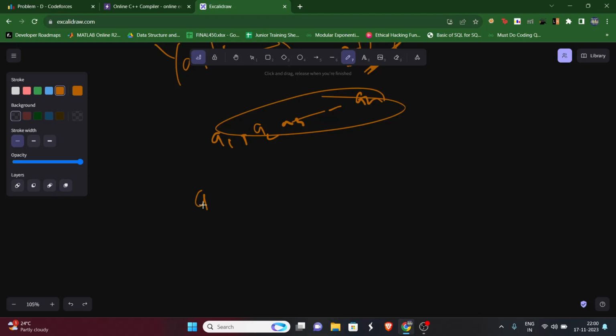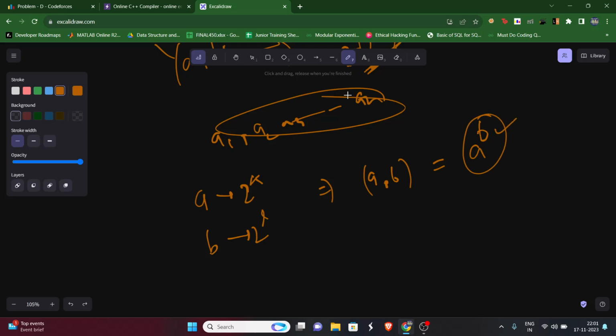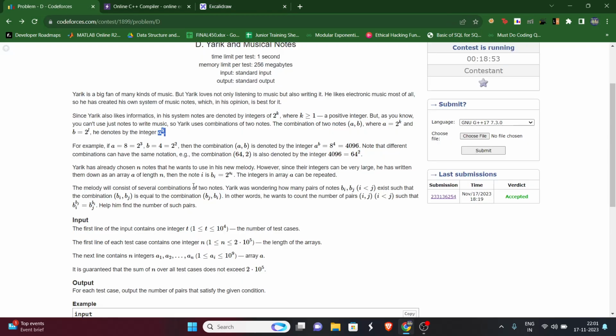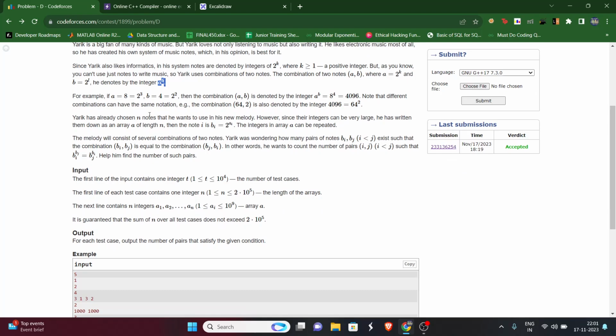Let's say he produced a note A which is 2 to the power k, and he produced a note B which is 2 to the power L. So the music he can produce using the combination of these two notes, let's denote it by A and B, will be A to the power B. Okay, that's one thing. Now moving forward, the question says, yeah, it's just one example.